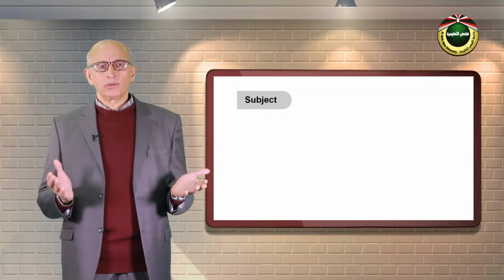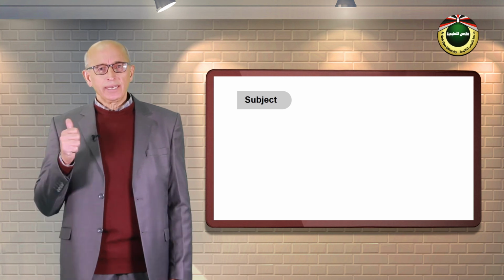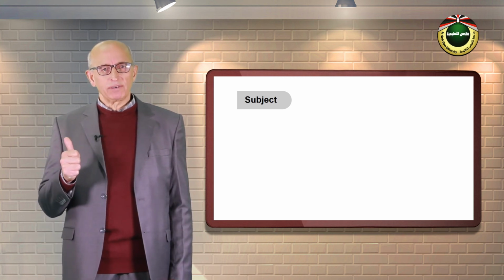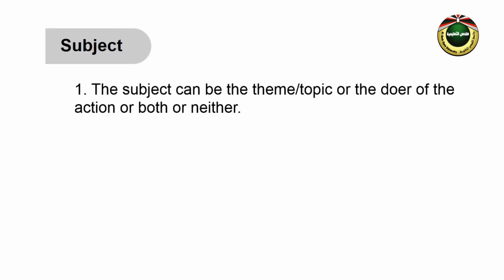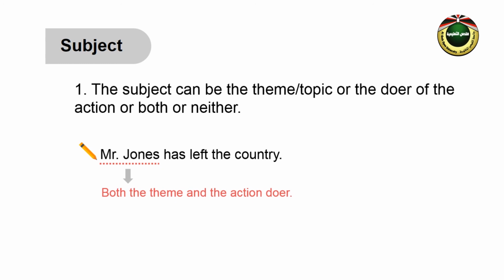Now we are going to talk about the subject. The English subject is very much different from the Arabic subject. In English, the subject can be the theme or topic, or the doer of the action, or both, or neither. Consider the following examples. Number 1, Mr. Jones has left the country. In this sentence, the subject Mr. Jones is both the theme and the action doer.